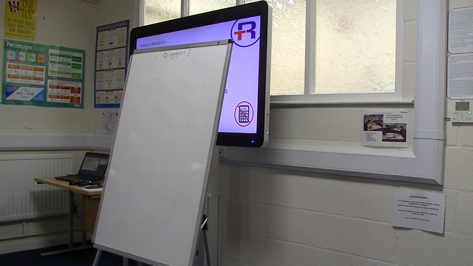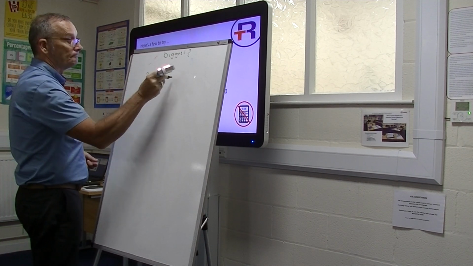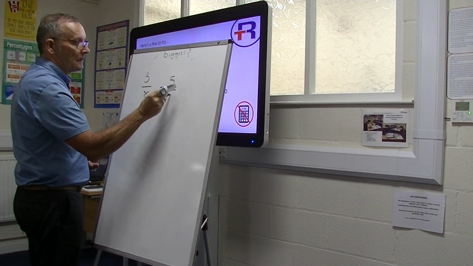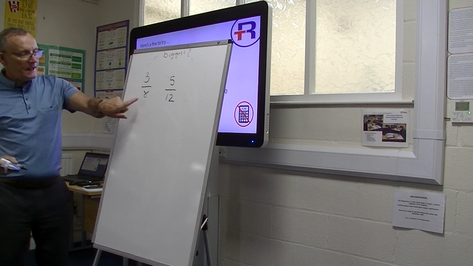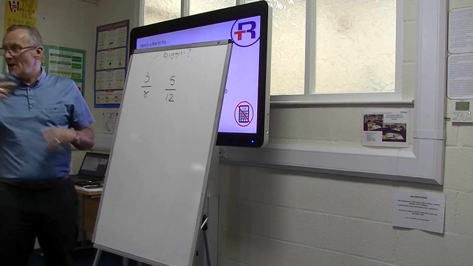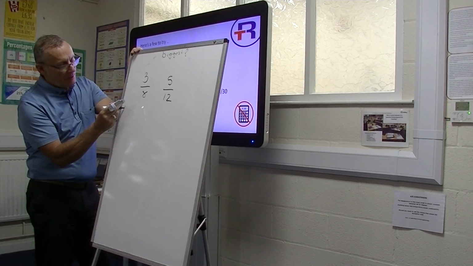Right, let's have a look. So what have we got? We've got 3 over 8 or 5 over 12. So do the two bottom numbers have to be the same? Have to be the same. Right, okay. Now we can't make that 8 into a 12, so we're going to have to change both bottom numbers. We recognise that. So I'm going to do my 8 times table down here.